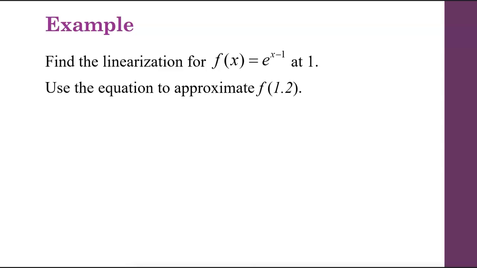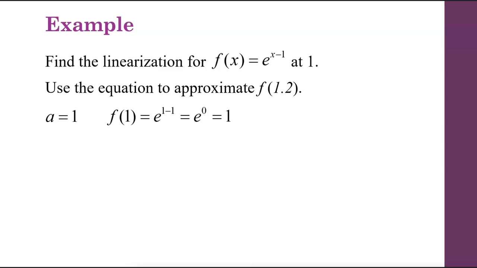Right? So to start with, I need to know what a is, which in this case, I'm told that I need the linearization at 1. So a is 1. And then we need to find f(a). f(1) is e to the 1 minus 1, or e to the 0. That's 1. So we're looking at the point (1, 1). And we're going to find the tangent line at that point.